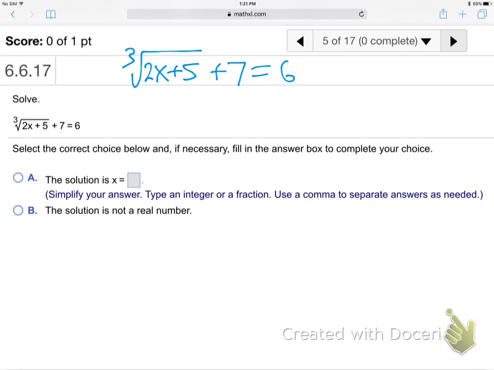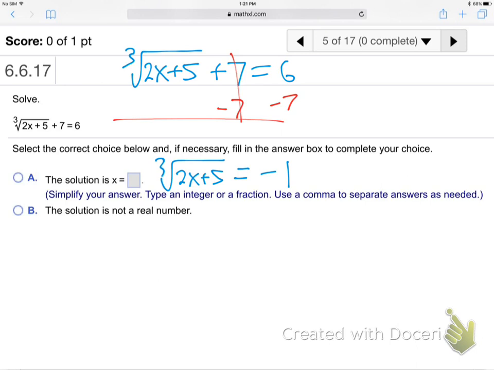All right, so first step is get that root alone. Subtract 7 from both sides. We good? And then we have cube root of 2x plus 5 is minus 1, like that. So you always get the root piece alone first, right?